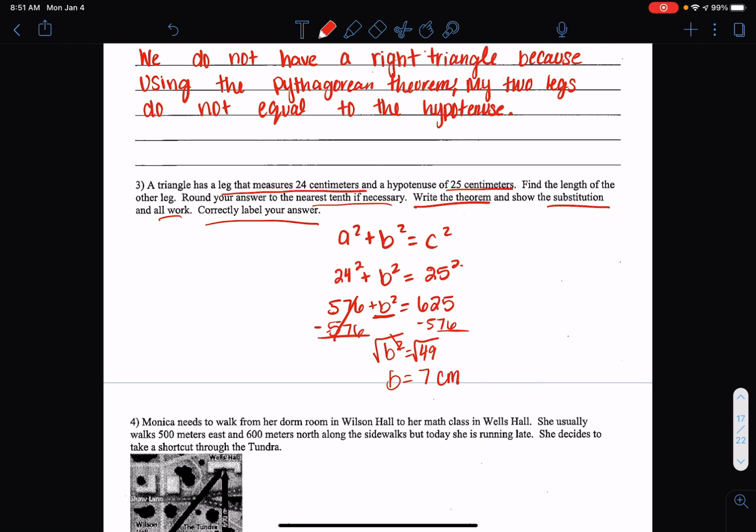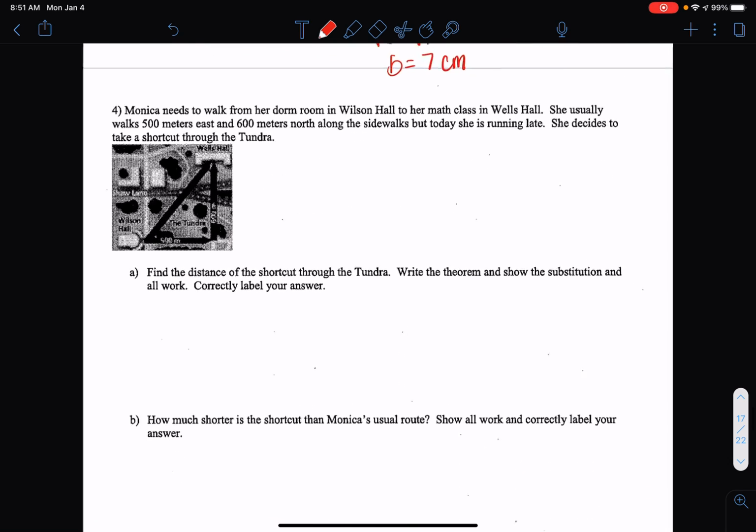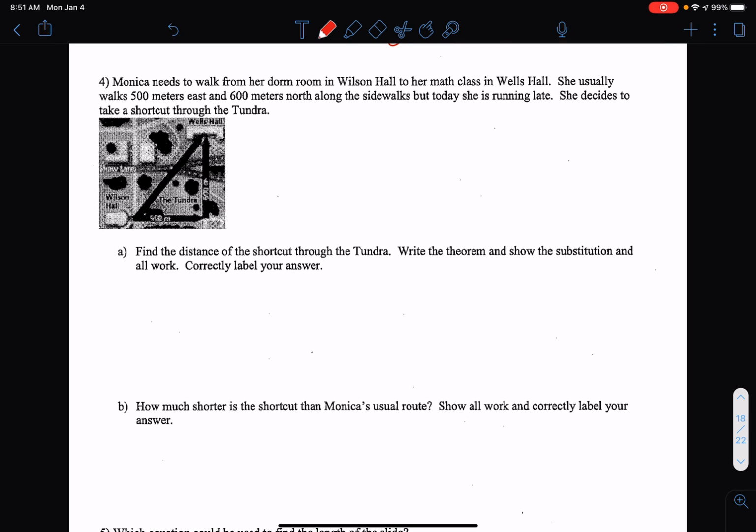All right, moving on to question number 4. Question number 4 says, Monica needs to walk from her dorm room in Wilson Hall to her math class in Wells Hall. She usually walks 500 meters east and 600 meters north along the sidewalks, but today she is running late. She decides to take a shortcut through the tundra.